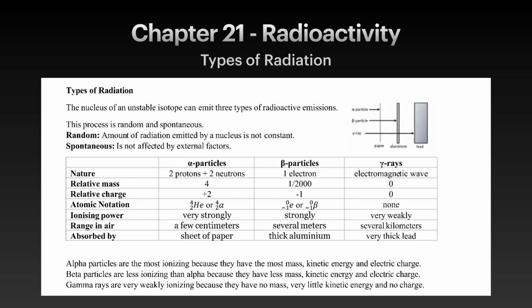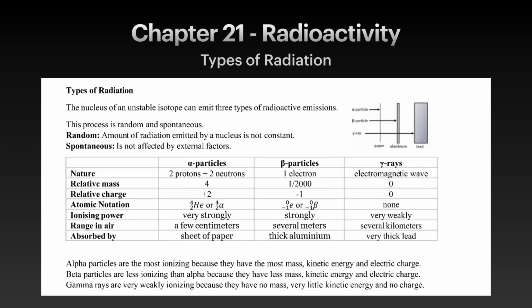Now, let us move on to the types of radiation. There are three main radiation types: alpha particles, beta particles, and gamma rays. Alpha particles can be described as helium nuclei with a +2 charge and a relative mass of 4. They are heavy and strongly ionizing, but have a short range and can be easily stopped by paper.